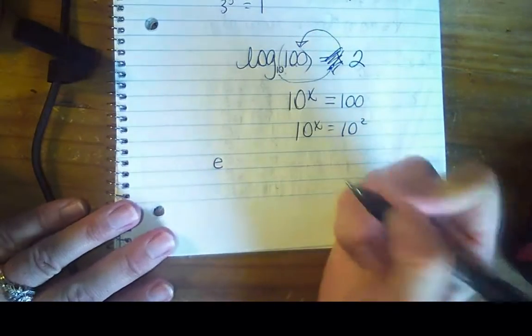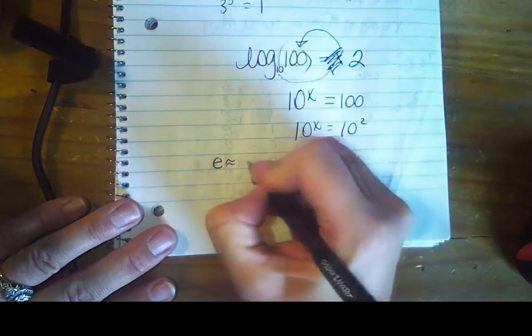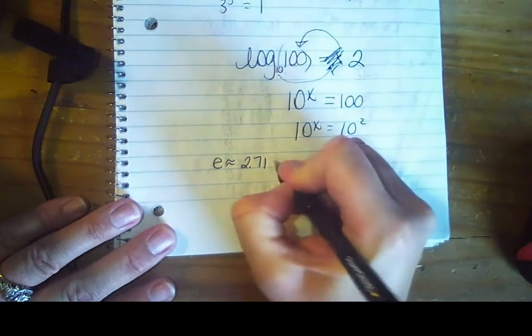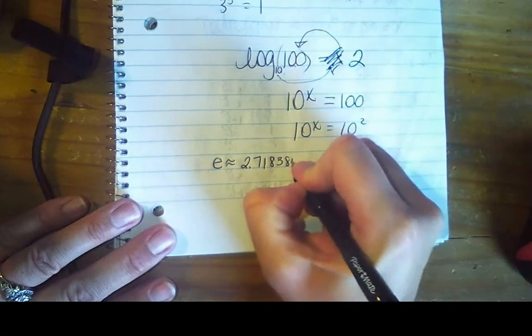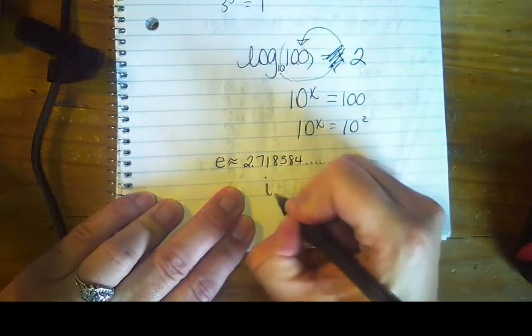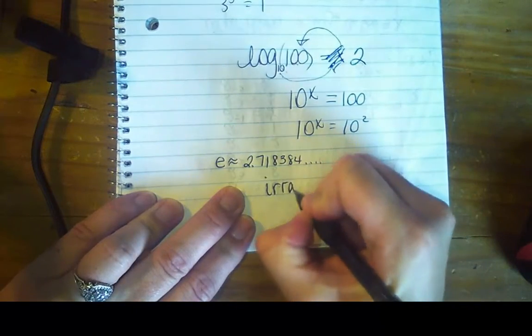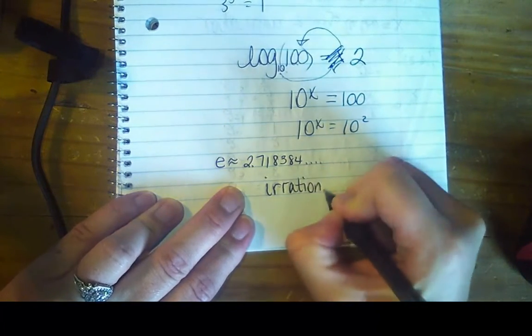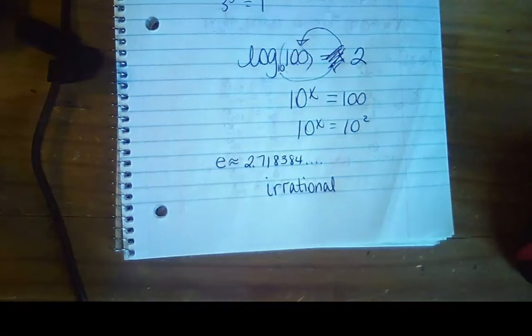Now, there's one other type of base that follows that same rule, and that's a base of E. And E is a number, 2.718384. It goes on and on and on forever and ever and ever. Never stops, never falls into a pattern of repetition. So we call it irrational. Okay, now another number that you know of that's irrational is pi.